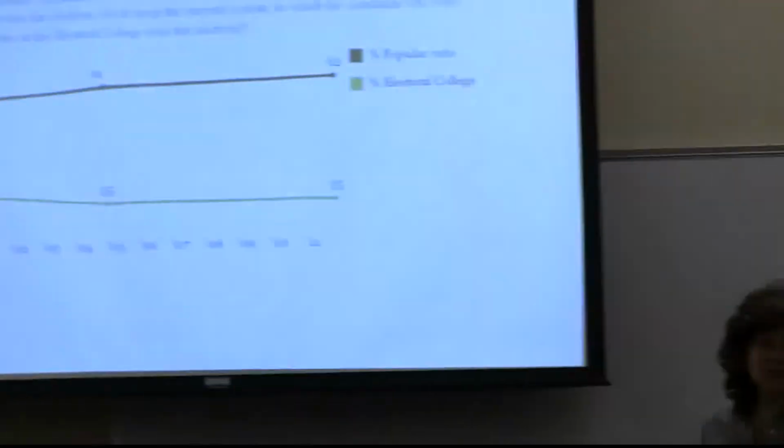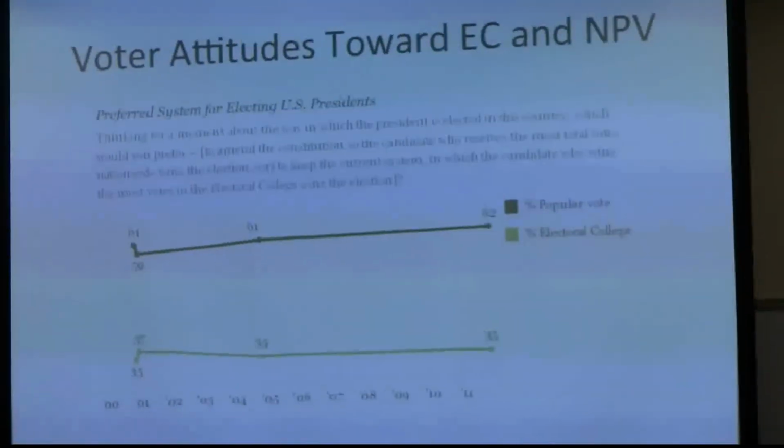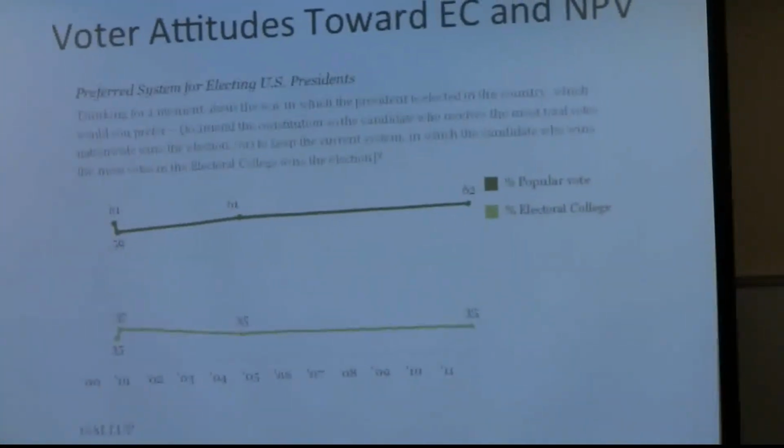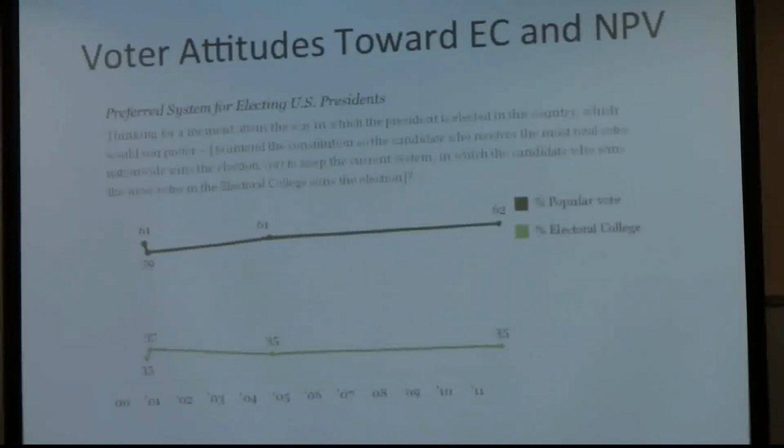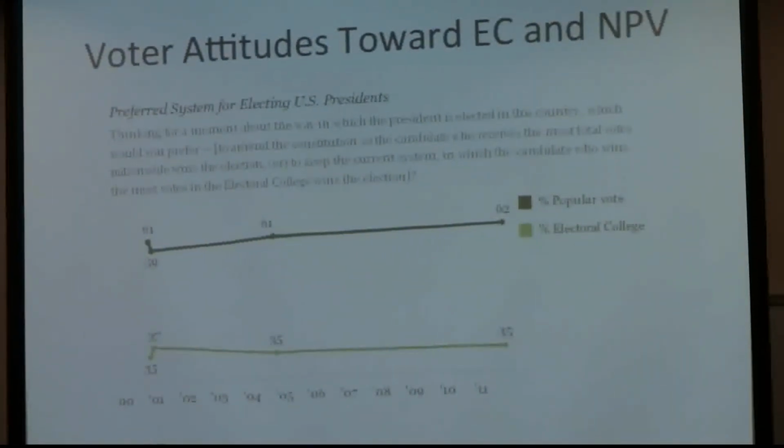They understand the process. So this just came out last week, so I thought it was pretty interesting, so I included it. This was voter attitudes towards the Electoral College and national popular vote, done by Gallup, the national poll. Thinking for a moment about the way in which the president is elected in this country, which would you prefer: to amend the Constitution so the candidate who receives the most total votes nationwide wins the election, or to keep the current system in which the candidate who wins the most votes in the Electoral College wins the election?